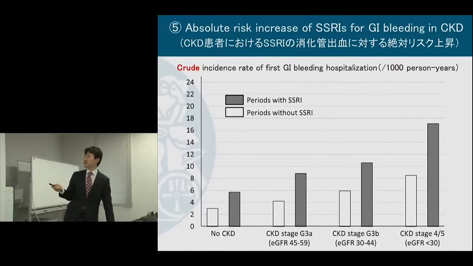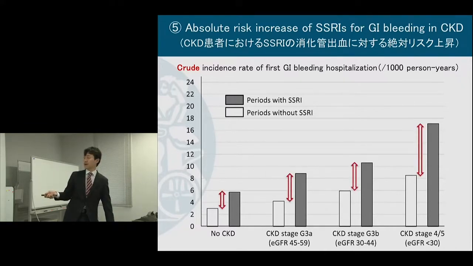So this was the crude incidence rate of first GI bleeding hospitalization. I illustrated the incidence rate by kidney function and periods with and without SSRI. And obviously you can see the periods with SSRI are higher than periods without SSRI, and this is increasing with every kidney function decline.